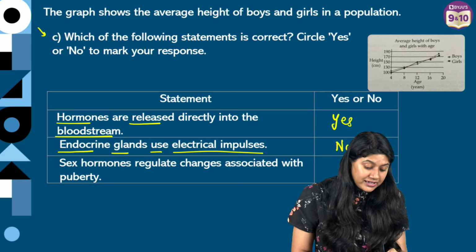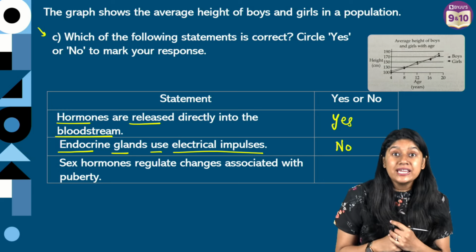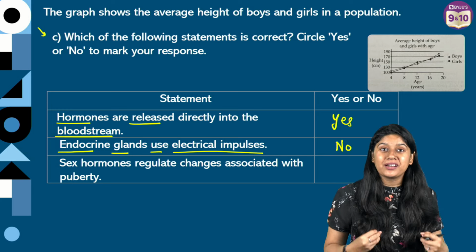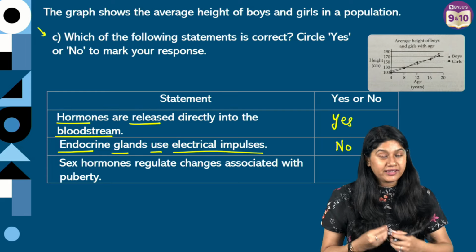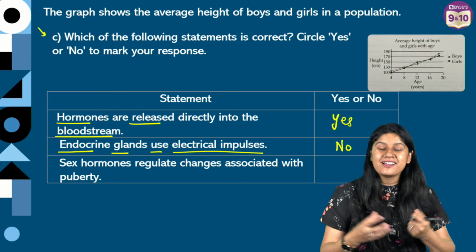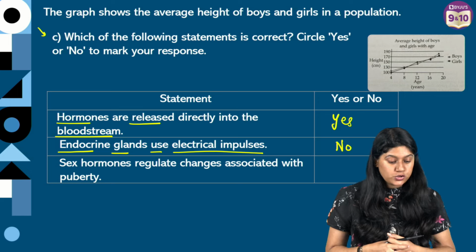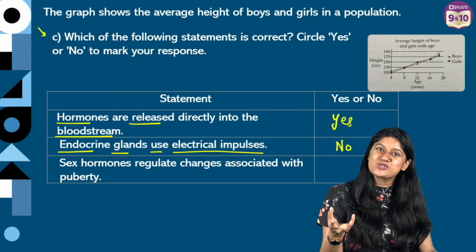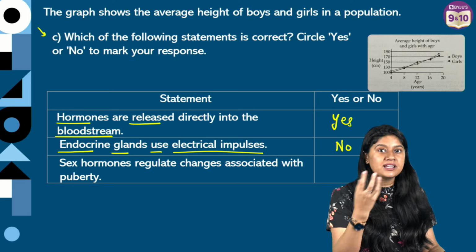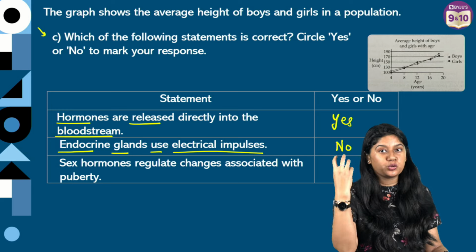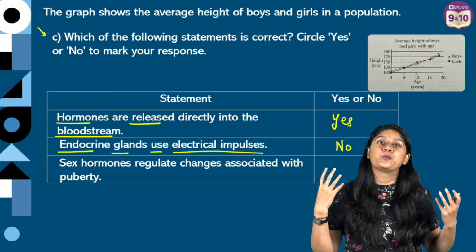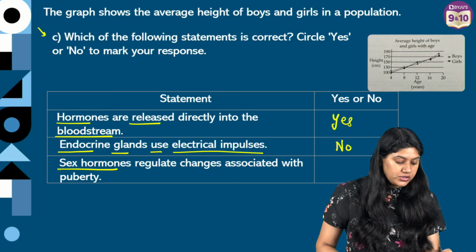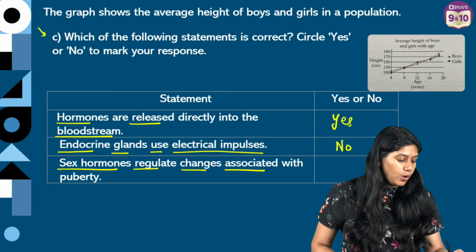We know that endocrine glands are the glands that secrete their hormones basically directly into the blood. They don't have a duct, they are ductless glands. They directly release the hormones into the blood. So of course, they don't use electrical impulses, they use chemicals basically. They use the hormones for communication. They release it, it goes to a target organ, it does its function, and that's how it works.